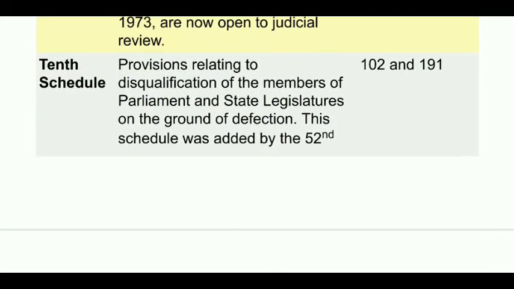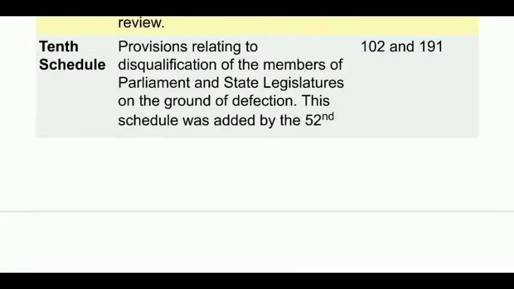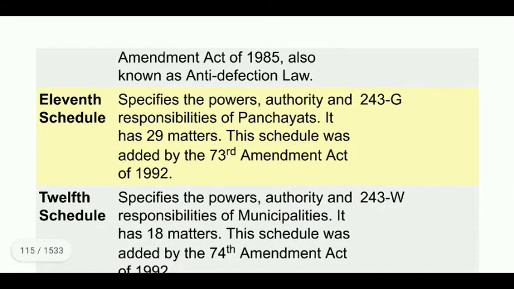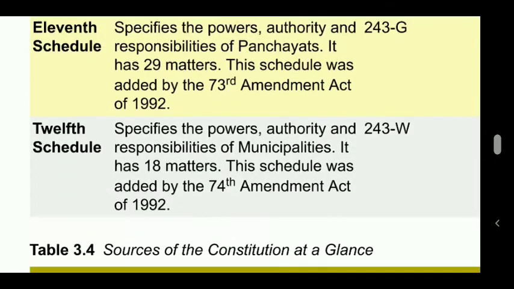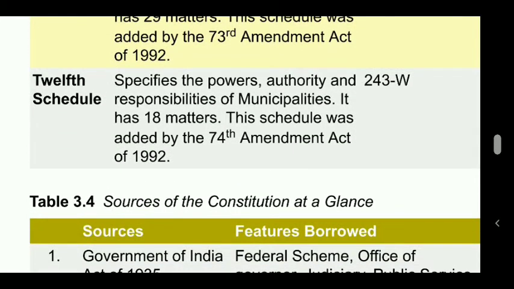Tenth Schedule, provisions relating to the disqualification of the members of parliament and state legislatures on the ground of defection. This schedule was added by the 52nd Amendment Act of 1985, also known as the Anti-Defection Law. Eleventh Schedule specifies the powers, authority and responsibilities of panchayats, Article 243G. It has 29 matters. This schedule was added by the 73rd Amendment Act of 1992. Twelfth Schedule specifies the powers, authority and responsibilities of municipalities, Article 243W. It has 18 matters. The schedule was added by the 74th Amendment Act of 1992.